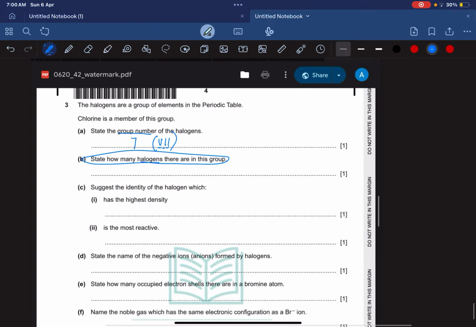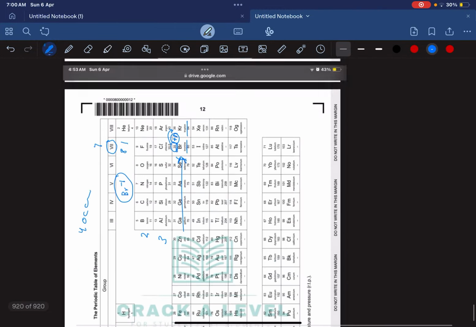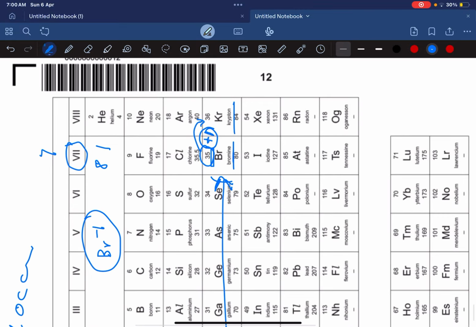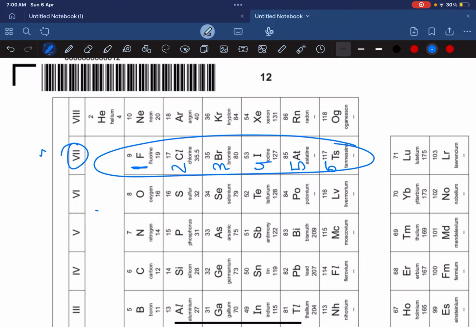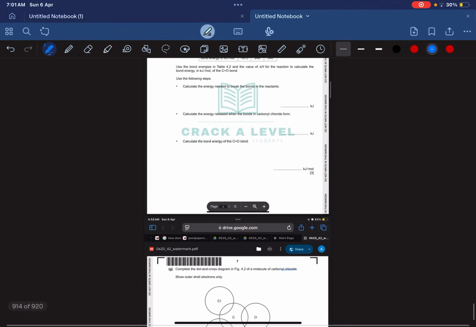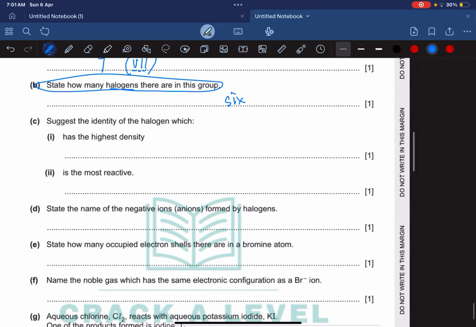In order to check this, let's visit the periodic table to check how many halogens are there in this group. So this is basically the periodic table. Okay, so we have this 1 halogen, which is fluorine, 2, 3, 4, 5, and 6. So we have a total of 6 halogens in group 7. So we're going to write 6 over here. How many halogens are there in this group? 6 halogens.